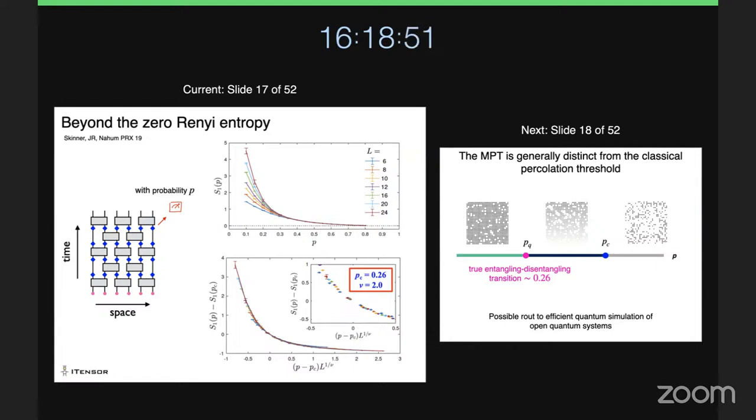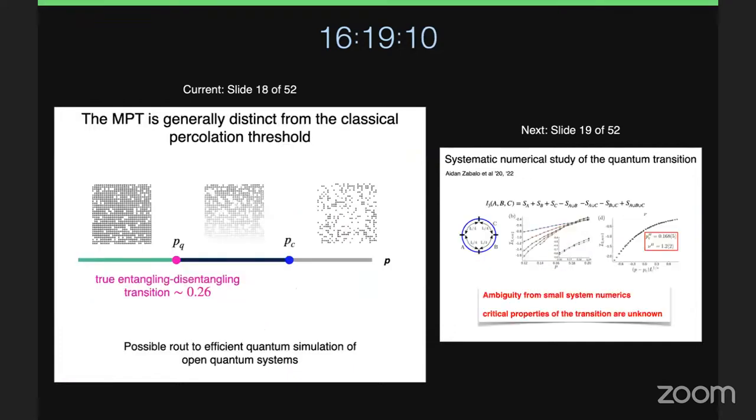And therefore, naively, there is a transition. But interestingly, the transition doesn't occur at 1/2, like the classical percolation transition. It occurs at around 1/4. Here you can see the best fitting we could do, p_c, and the critical exponent is 2. This is just small system numerics. There's not much more to say about that.